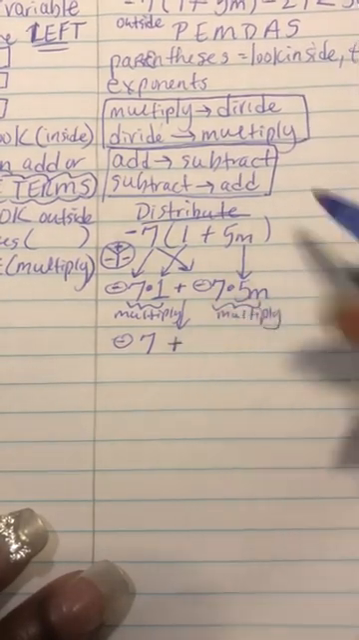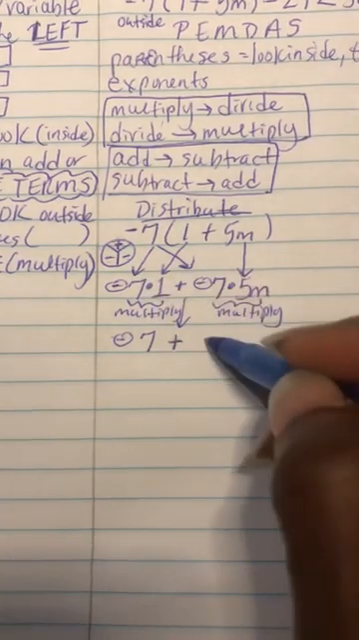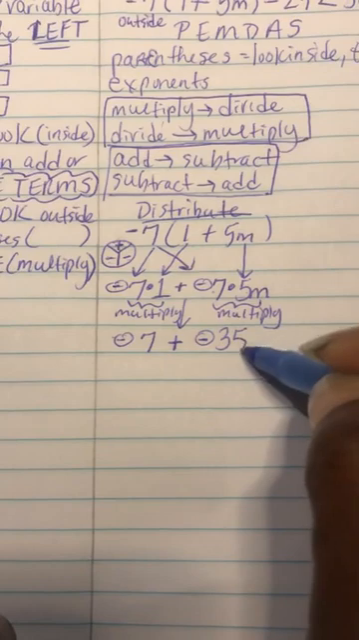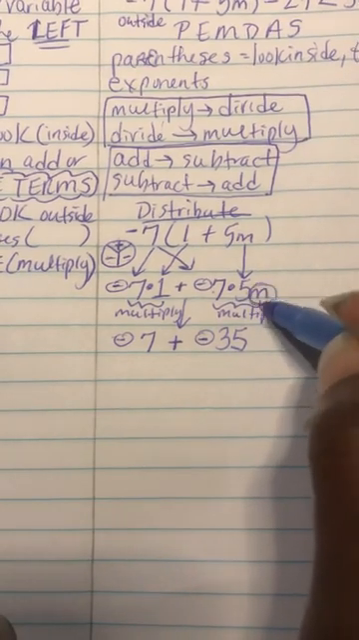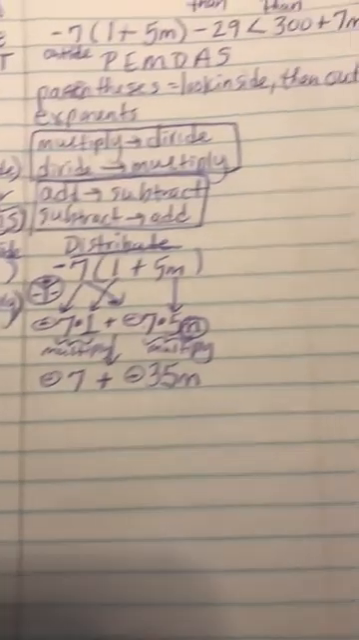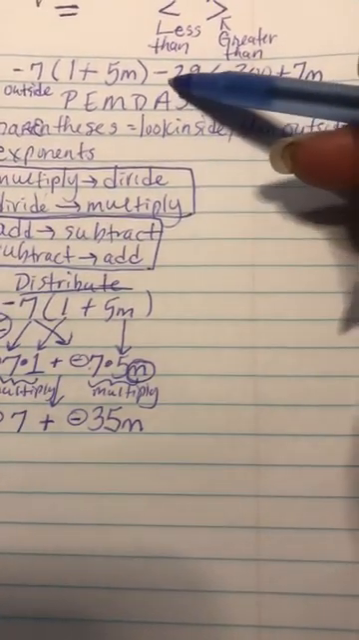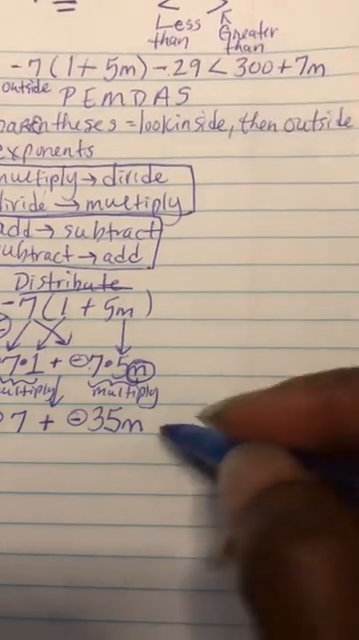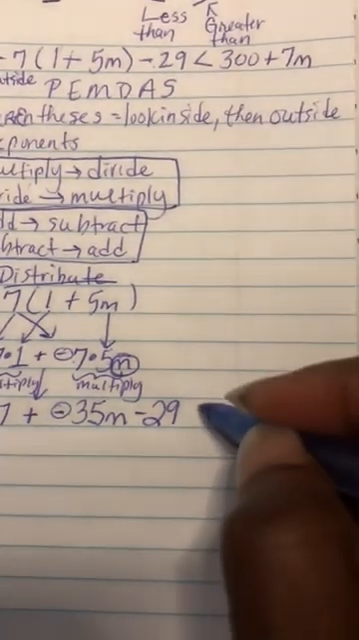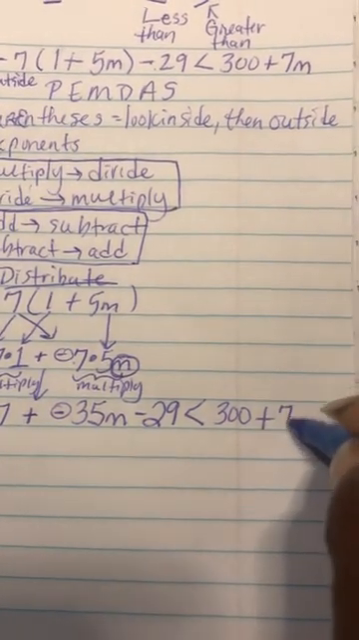Bring down your plus sign. We multiply these two. Again, that's a negative times a positive, which we just saw gives us a negative. 7 times 5 is 35. Please do not forget to bring down your variable. Okay? Everything else we're just going to bring straight down because we're only working with one number at a time. So the -25 or -29, sorry, we're going to bring down. Our less than symbol we bring down, our 300 we bring down, and our plus 7m.